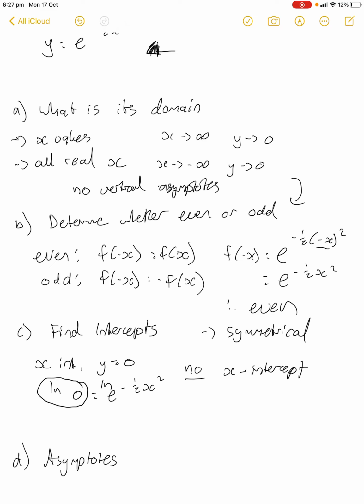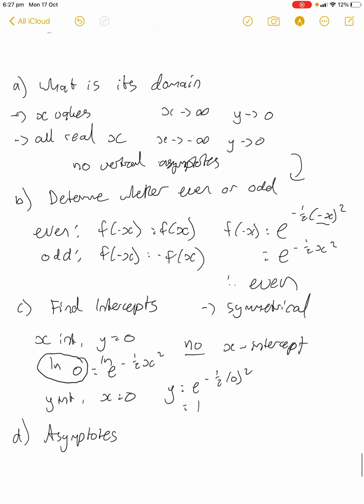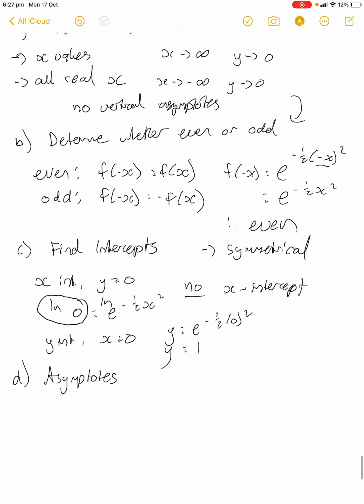Because of how the exponential and the log are inverses of each other, the asymptote ends up being like that as well. But we can find the y-intercept when we let x be equal to 0. Which means y is e to the negative 1 over 2, 0 squared. E to the power of 0 is 1. So we have a y-intercept at 1.